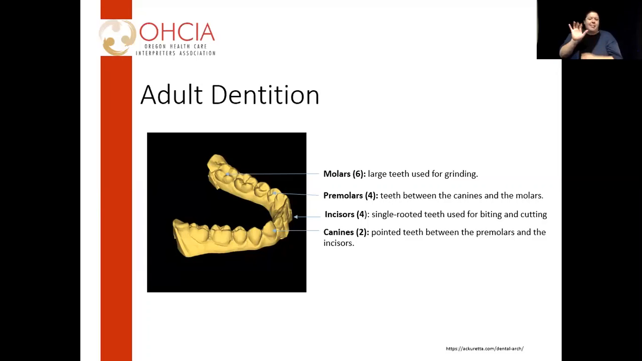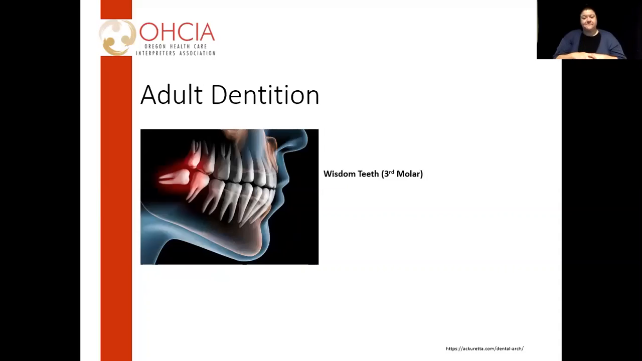And then we have our canines, which are 4 teeth. You think of werewolves, or dogs with those big canine teeth, and those are between the premolars and the incisors. And then we have the wisdom teeth, which are the third molars in the back.